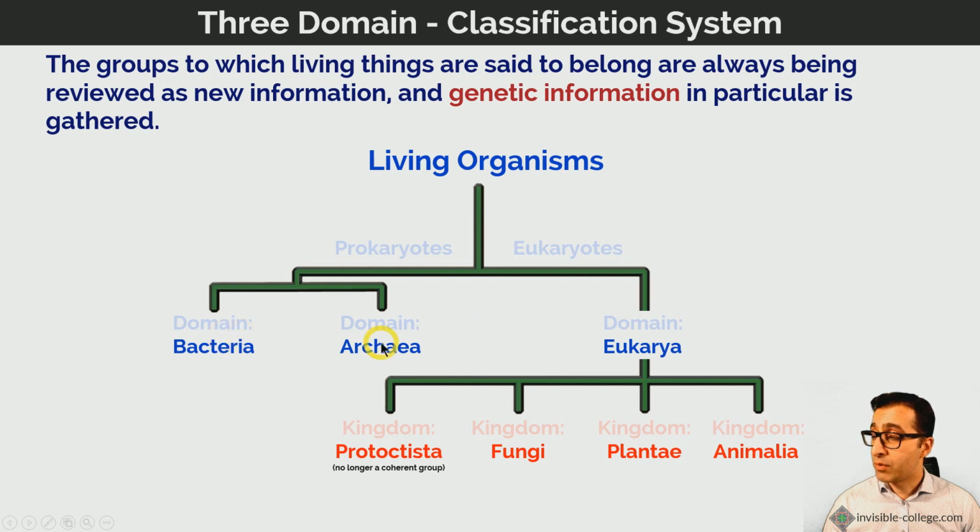We have the bacteria and the Archaea domains, which are prokaryotic organisms made of prokaryotic type cells, and we have the domain of the Eukarya, which are made up of eukaryotic cells.